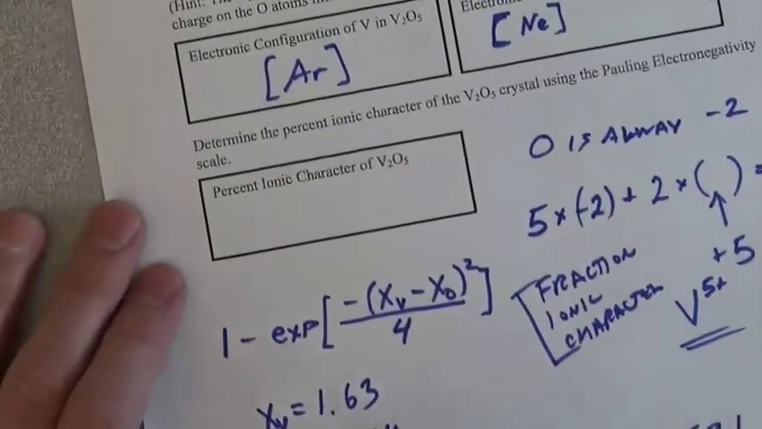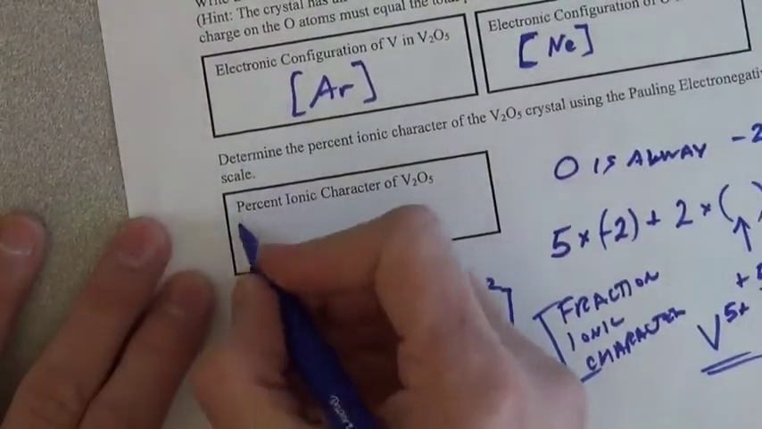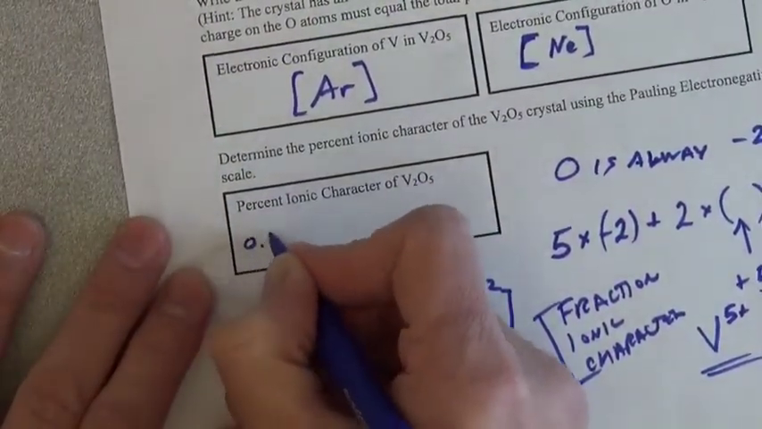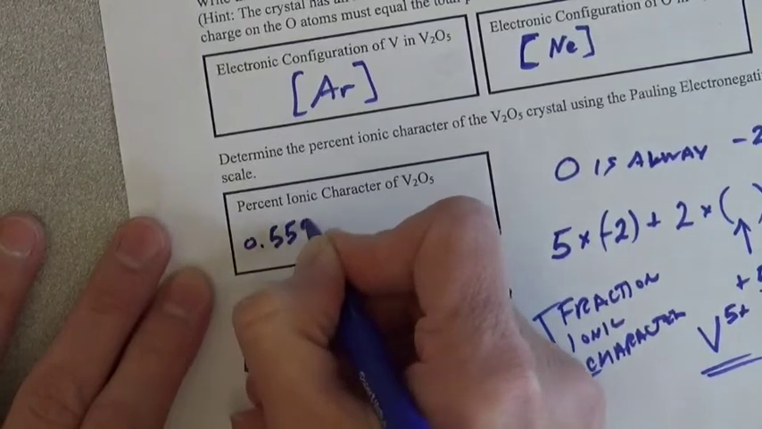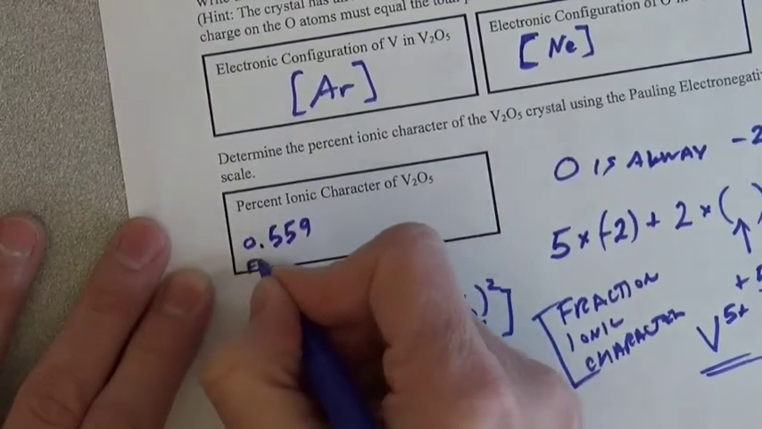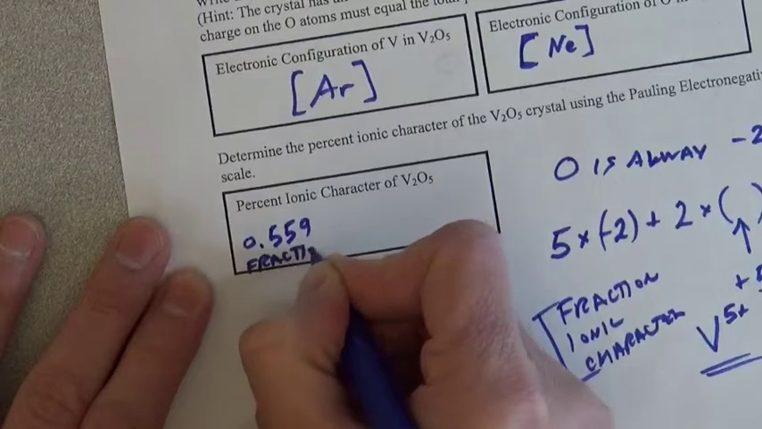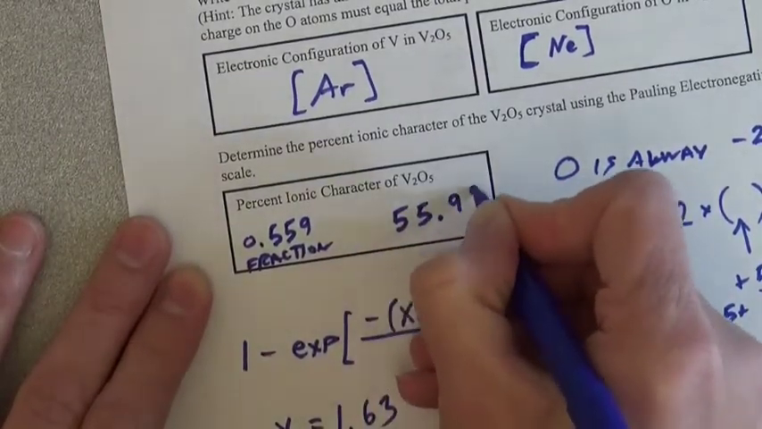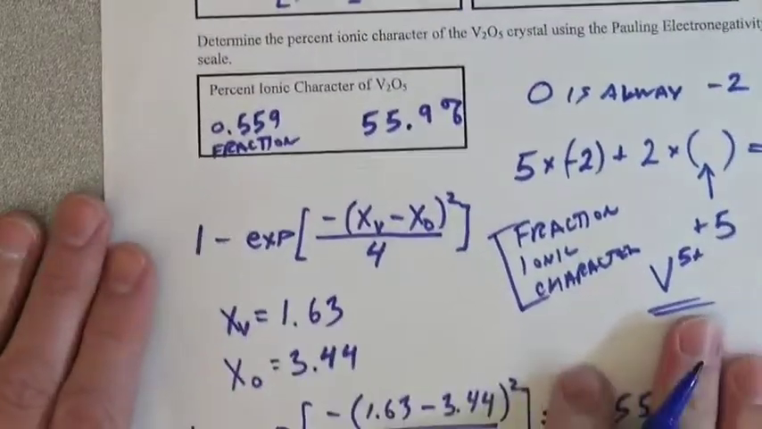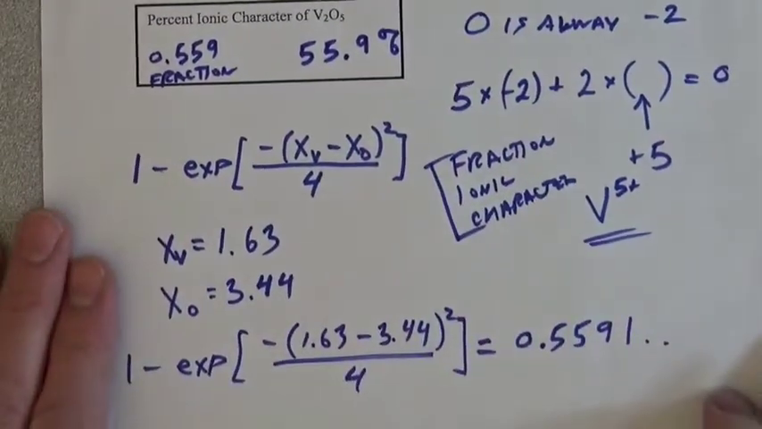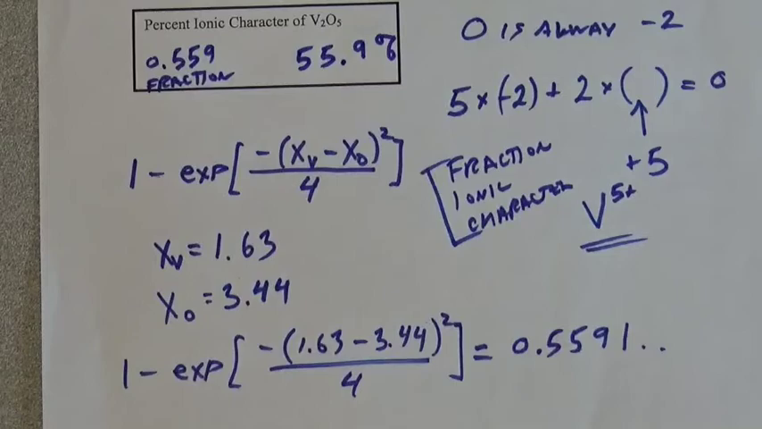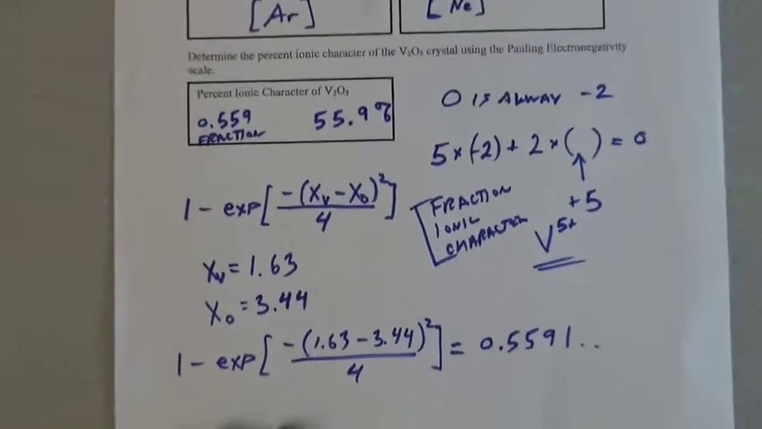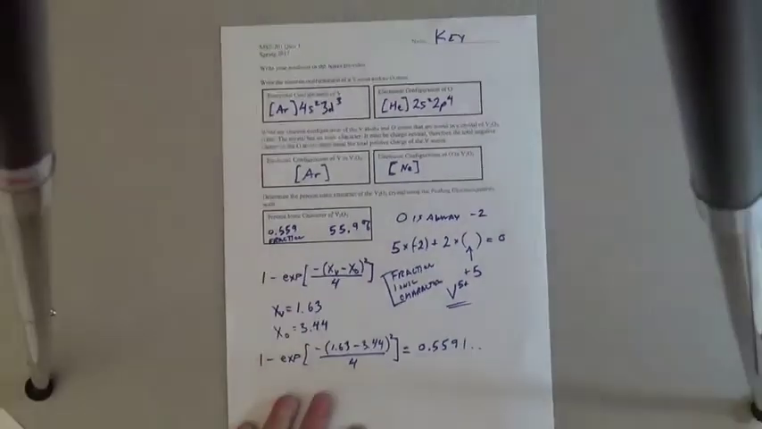So that says that we'll either call this 0.559 fractional or 55.9%. And that's how we solve the last part of quiz 1. There you have it.